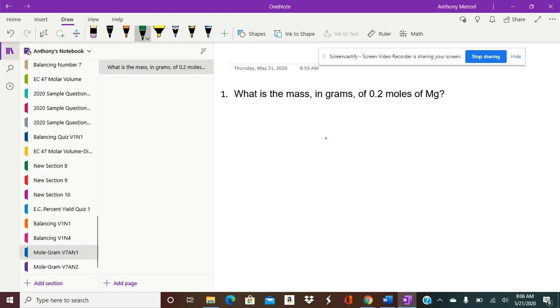If we take what we are given, what are we given? In this problem, it says, what is the mass in grams of 0.2 moles of magnesium? So we're given 0.2 moles. You have to keep your units. And it's important to also say what substance it is, because as you further your study of chemistry, you're going to see that you're going to convert not only between units, but between different substances and their units.